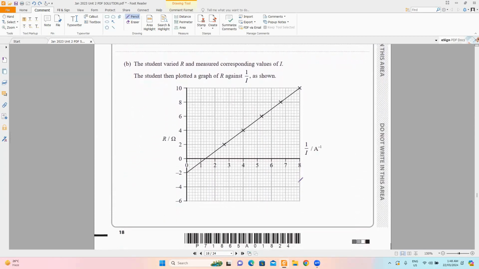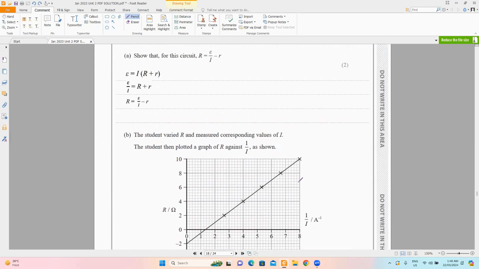Part B says, student varied R and measured the corresponding values of I. The student then plotted a graph of R against 1 by I. All right. So if you look from here, R equals EMF by I minus r. So R equals EMF times 1 by I minus r. And this is in the form y equals mx plus c.